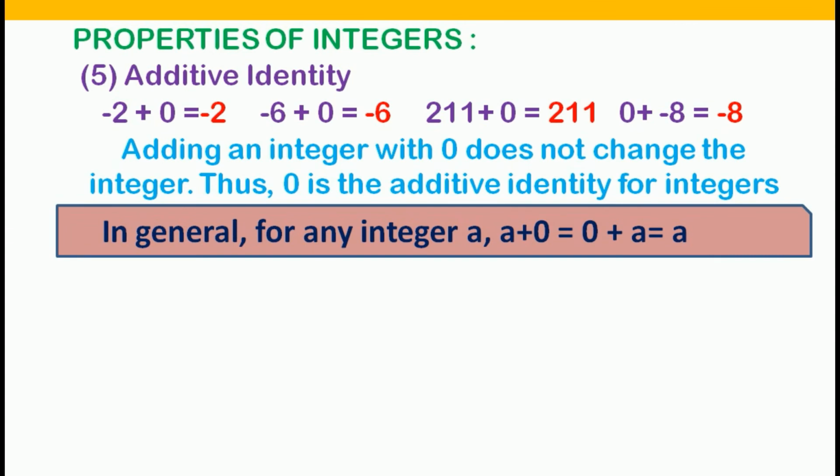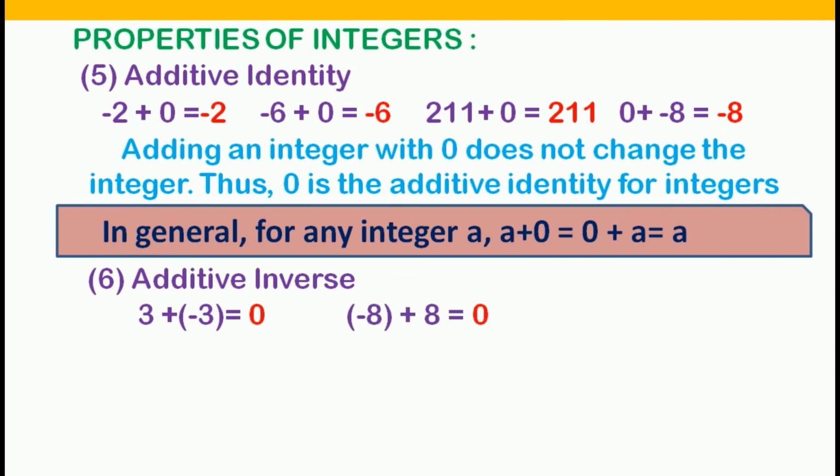In general, for any integer a, a plus 0 is equal to 0 plus a is equal to a. Now the other property, that is additive inverse. 3 plus minus 3 is equal to 0. Minus 8 plus 8 is equal to 0. 9 plus minus 9 is equal to 0.